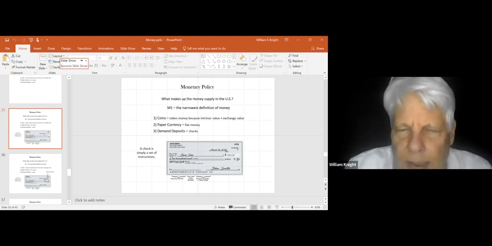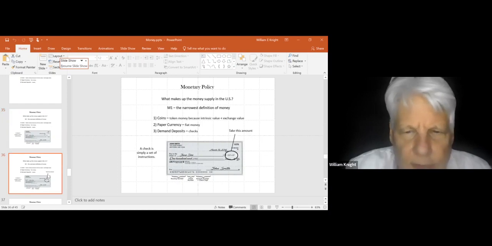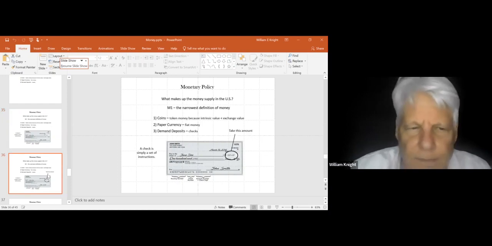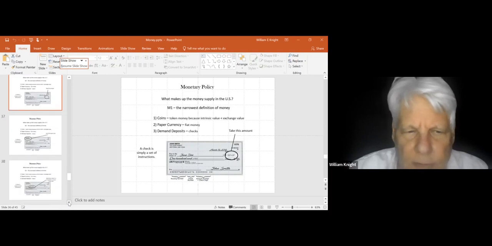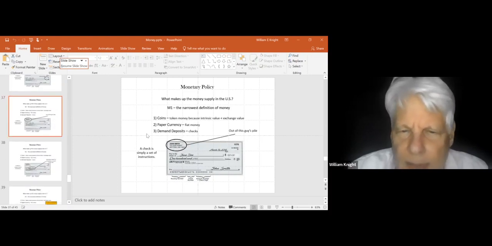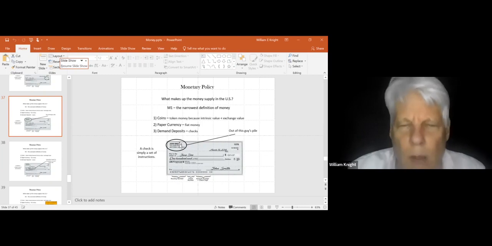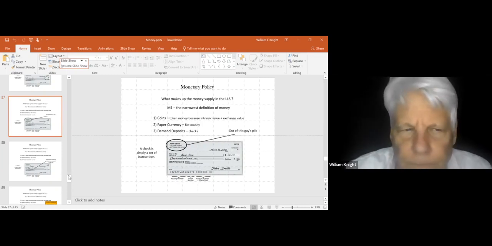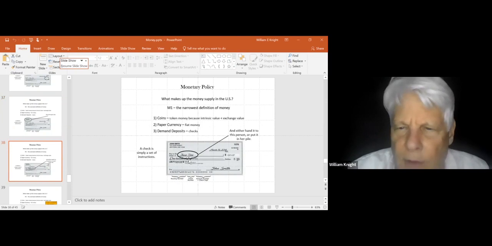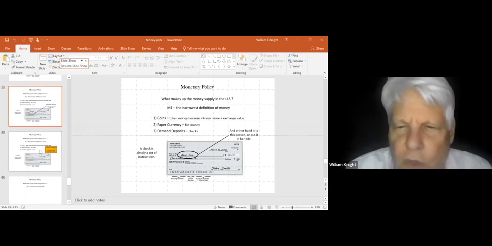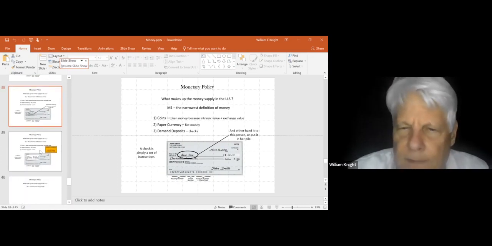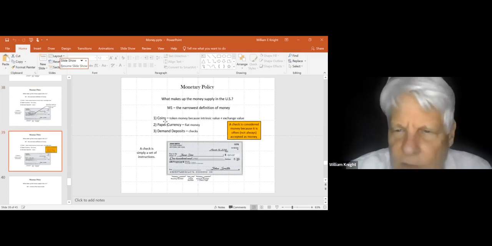Okay? A check is simply a set of instructions. And what it says is take this amount right here, take it out of my account, take it out of my pile, and hand it to this guy, or put it in this guy's pile. Either hand him the money or put it in his pile. That's the instruction that you're giving the bank. So a check is a set of instructions.